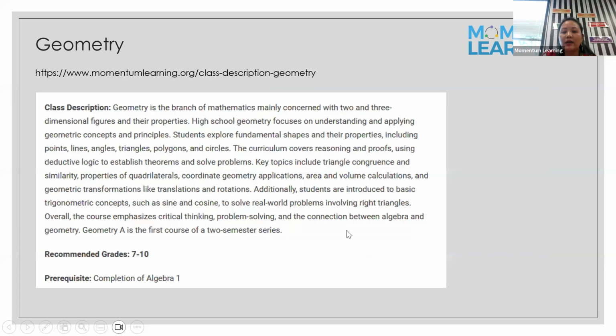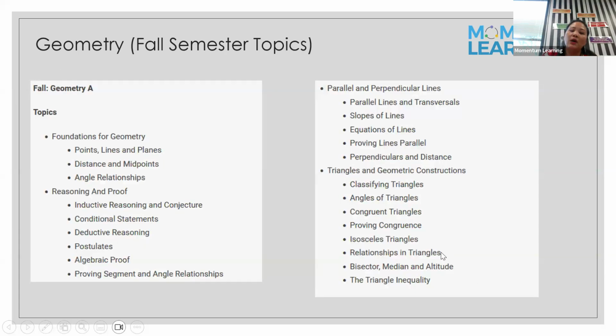Okay, we would then look into relationships within triangles. If they're giving me a triangle, what relationships are formed within that triangle? We will introduce you to the bisector, median, and altitude. Basically, where do you find these segments inside the triangle?